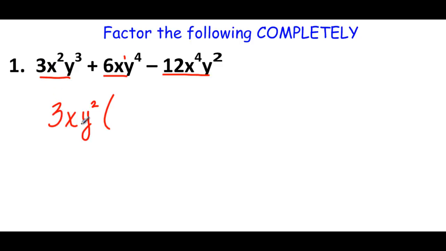So 3 divided by 3 is 1. Okay, you don't have to write it, but I'm going to do that for our example. X squared divided by x is just an x. Y cubed divided by y squared is y. Okay, because when you factor out something, it's truly like doing a division.